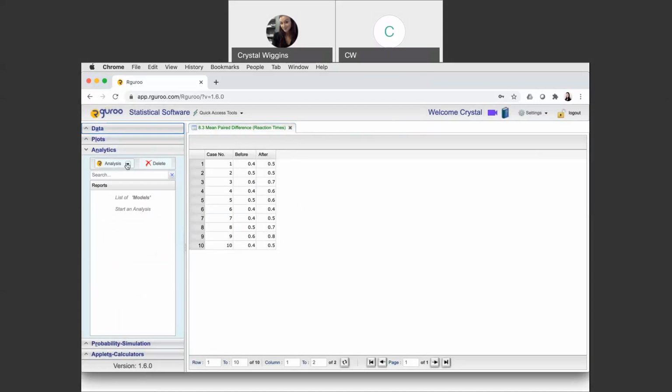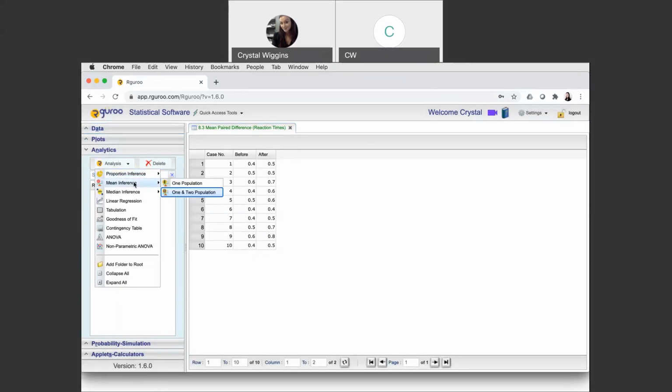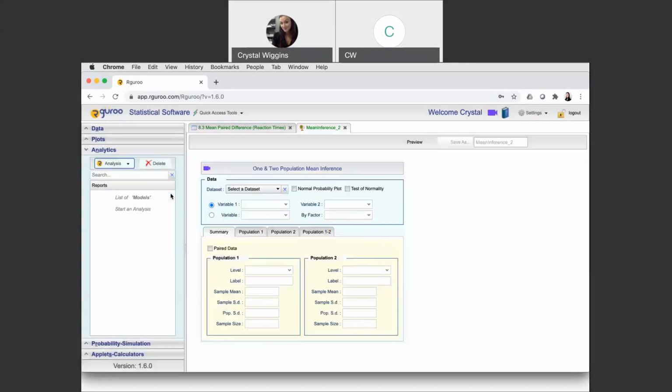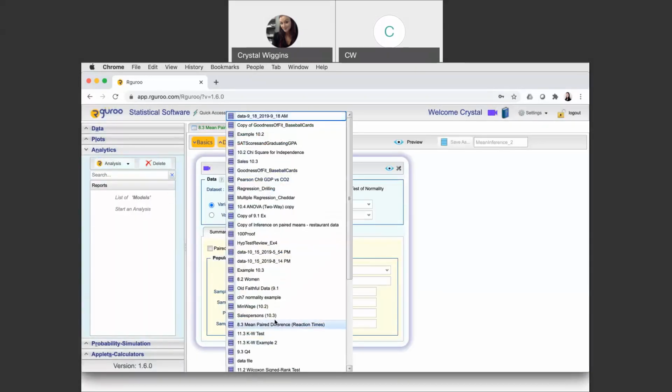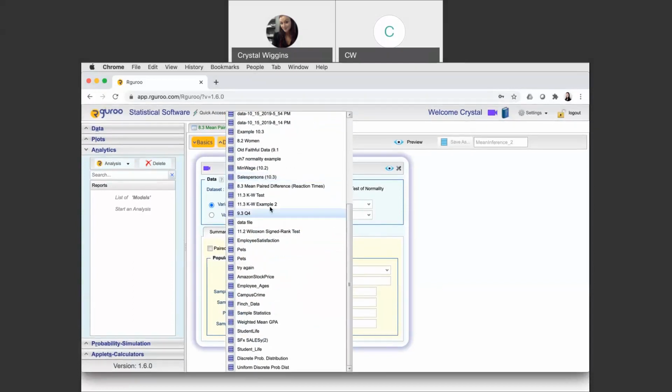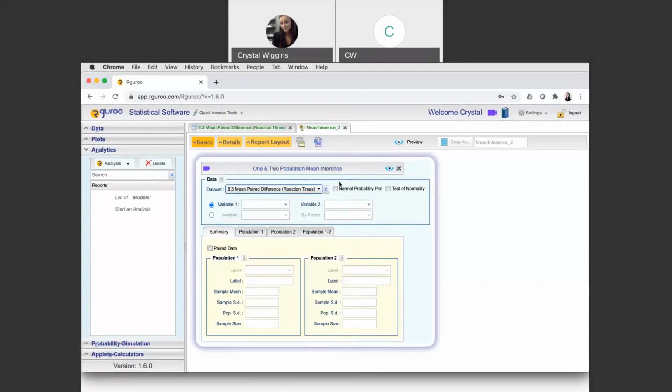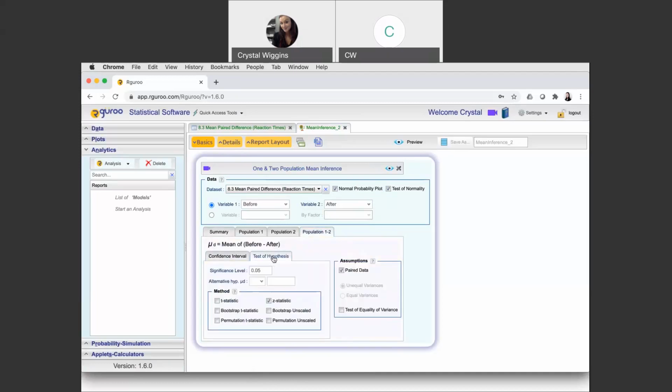Under Analytics, I'm going to go to Analysis. I'm going to compute a mean inference for 2 populations. I'm going to import my data set. Once I find it, here we go, reaction times. This time, I don't remember if it said that it was normally distributed or not, and there's only 10 data values, so I'm going to check it just to make sure. I'll put the before in variable 1 and the after in variable 2, and I'll select paired data so they compute the subtractions. I'll then go over to the population 1 to 2 tab, the test of hypothesis.